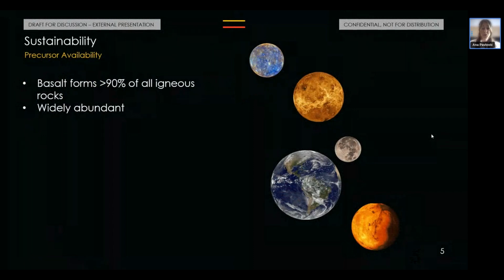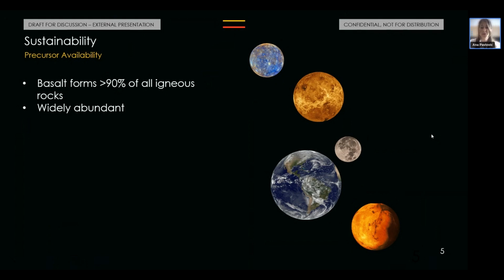Is it a constrained resource? Luckily for us, for basalt, we're not talking about global availability on Earth. It's quite widely available volcanic rock, the most common abundant igneous rock in Earth's crust, but it's also commonly found on other planets of the solar system.